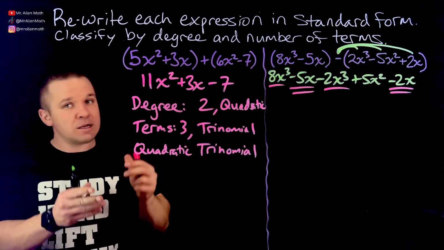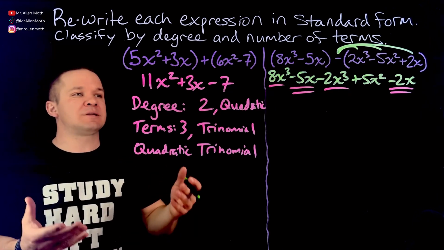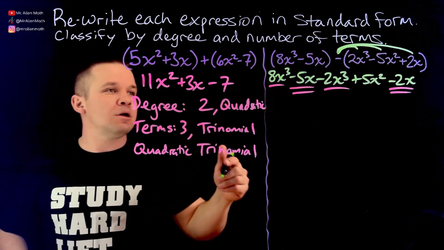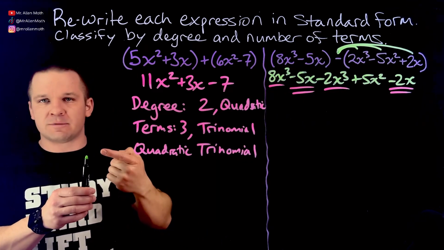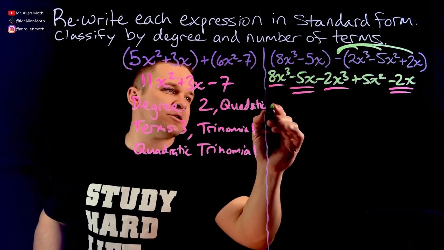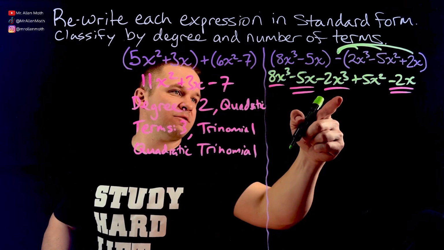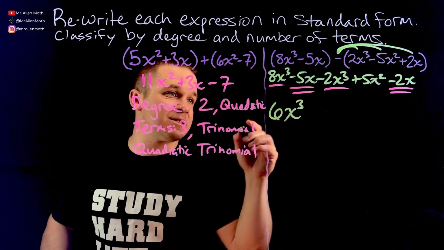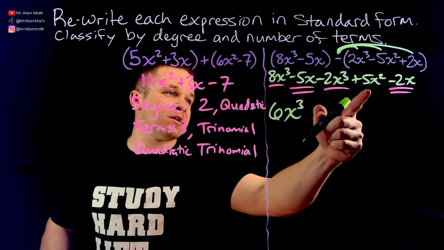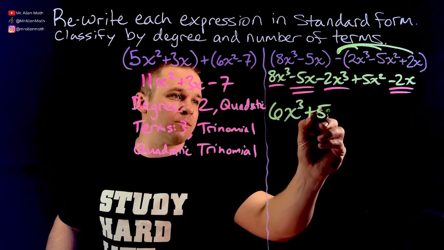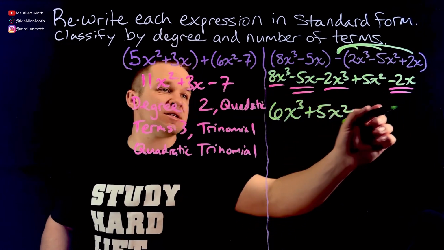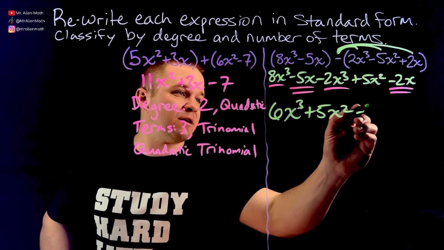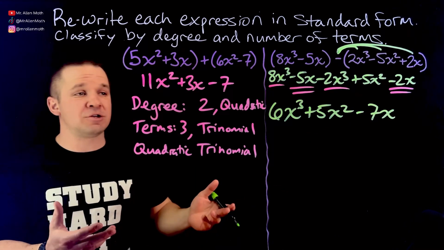So now I can see it a little bit better, stay organized, not miss something, right? Some people also like to cross them off as they go. That's another strategy. I'm not going to do that because it ruins my markers and they don't write as well. Okay. So I've got 8x cubed, -2x cubed. 8 minus 2 is 6. The x cubed stays as x cubed. Then I've got the 5x squared all by itself. Didn't have any like terms, poor guy. And then I have -5x and -2x. -5 and -2 adds to -7. So I get -7x.